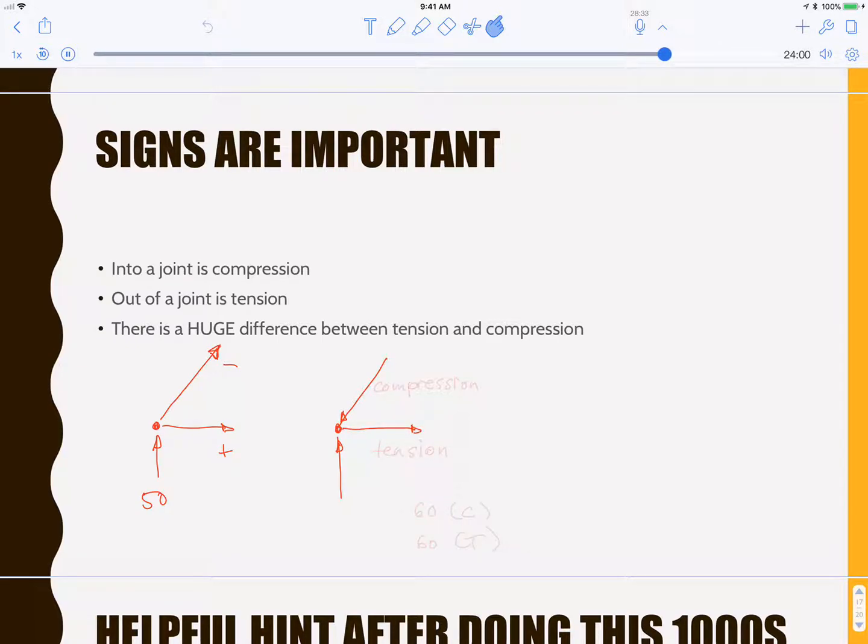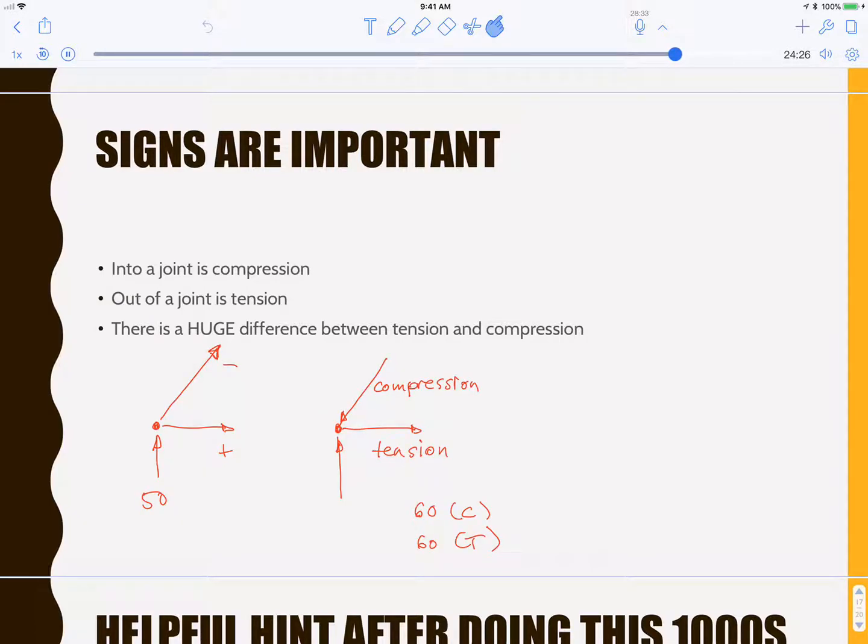Okay. Now, this is very, very important. When a force pushes into a joint, it's in compression. And when a force pulls out from a joint, it's in tension. In fact, this is so important. When you get your answers, let's say it's 60, I want you to write C or T, depending on whether it's tension or compression.